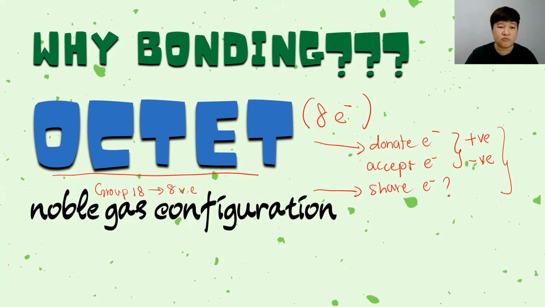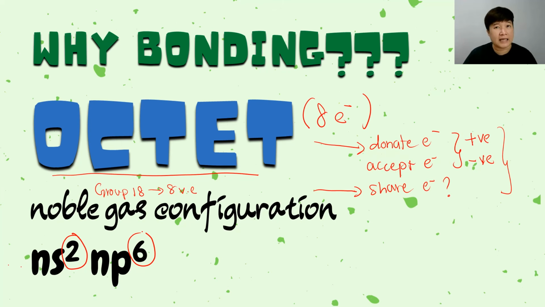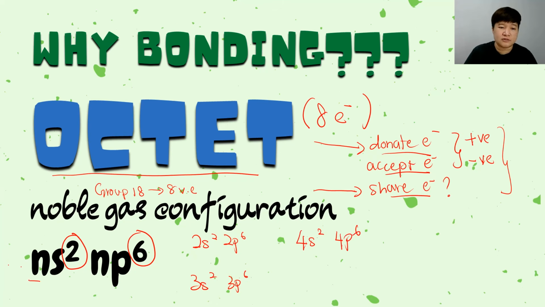So we are trying to achieve the group 18 noble gas configuration, and the noble gas configuration for group 18 will be ns2 and np6. So the ns2 and np6 over here will give rise to your 8 valence electrons, 2 plus 6, and that is what we are trying to achieve by donating electron, by accepting electron, or even by sharing electron. And the example of your noble gas configuration could be 2s2, 2p6, or it could be 3s2, 3p6, or even 4s2, 4p6.